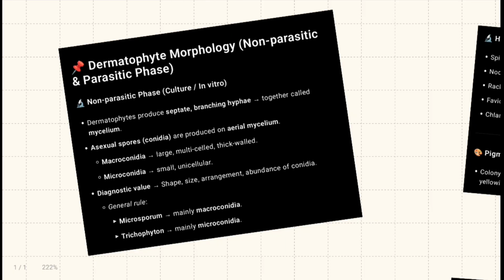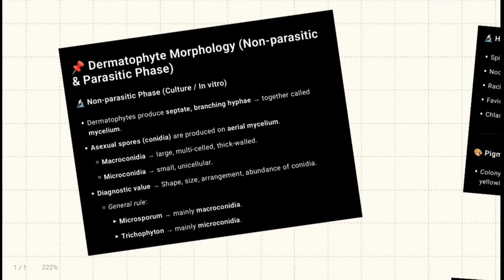When the fungus is present in the culture, that is in vitro culture, in such condition the dermatophyte is a non-parasitic dermatophyte. If it is present inside the tissues, such as nail, hair, or any other keratinized tissue, such type of fungus is called the parasitic phase fungus. So first we'll look at the morphology of the non-parasitic dermatophyte, then we'll look at the parasitic phase dermatophyte morphology.